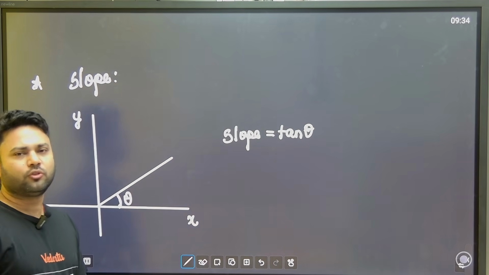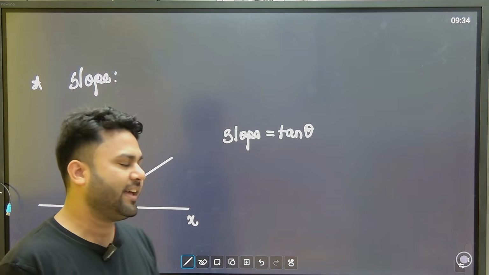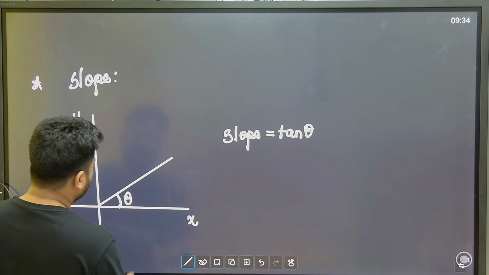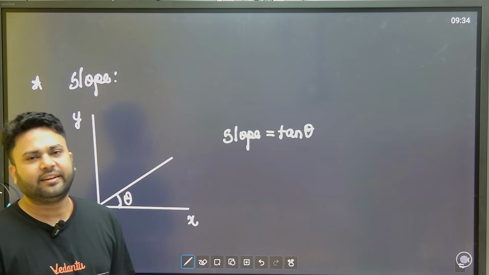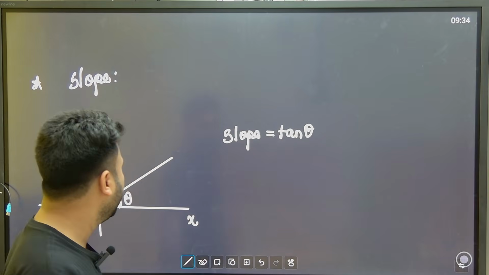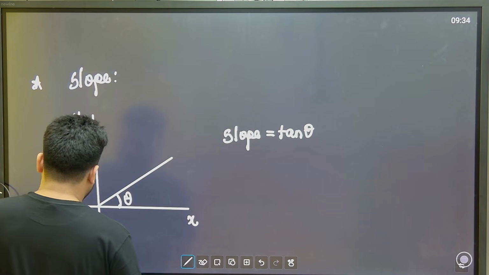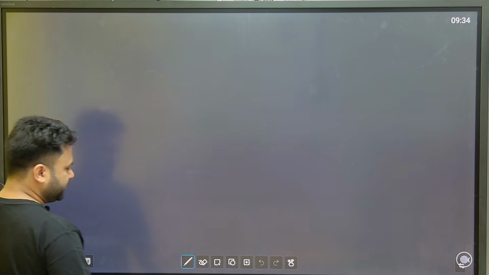This is the formula for slope. Slope is equal to tan theta. So if someone asks what is the slope of this line, you have to find theta and you have to write tan theta. Okay.